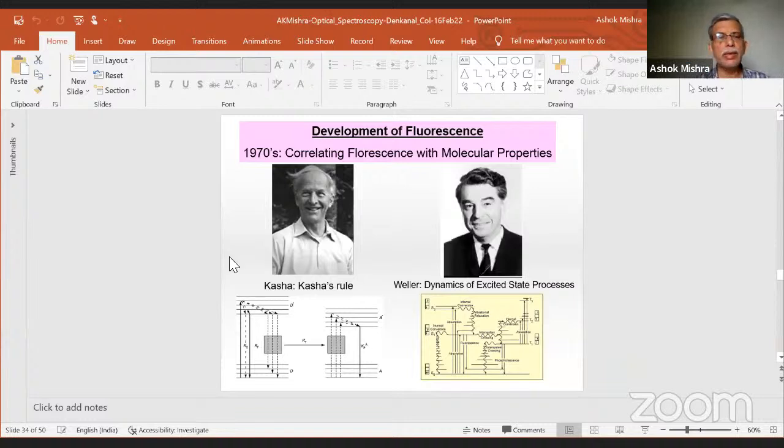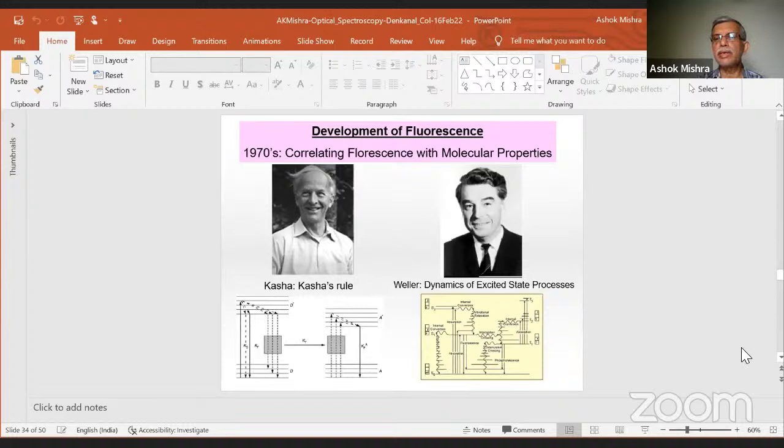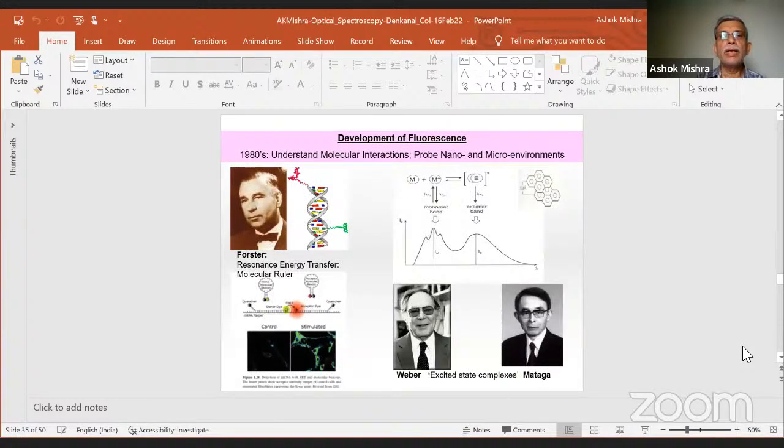So somewhere in the 1970s or so, fluorescence spectroscopy was getting understood by its correlation with molecular properties, which sort of brought out the strength of fluorescence spectroscopy. By the 1980s, it was possible to measure distances in nanometer scales within, let us say, a biomolecule, which is otherwise extremely difficult to measure, by using suitable fluorescent molecules.